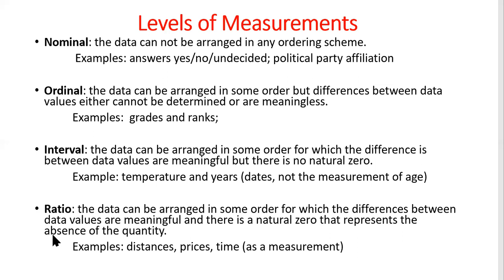And examples of ratio level would be distances, where zero distance means no distance naturally. It's a natural zero. Prices, when something costs zero, that means it doesn't cost anything, so that's a natural zero. And time as a measurement.